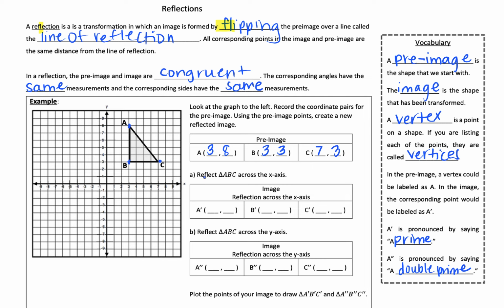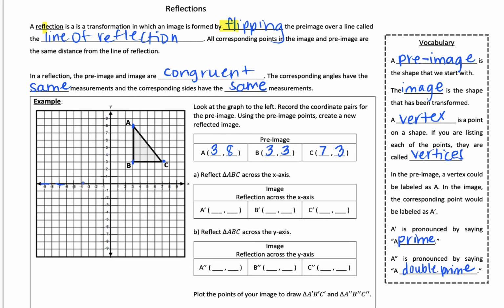Our first set of directions says reflect triangle ABC across the x-axis. So the way that we do that, we're reflecting across the x-axis, and that means that our line of reflection will be on the x-axis. So I'm reflecting over this line, and I just highlighted that blue.